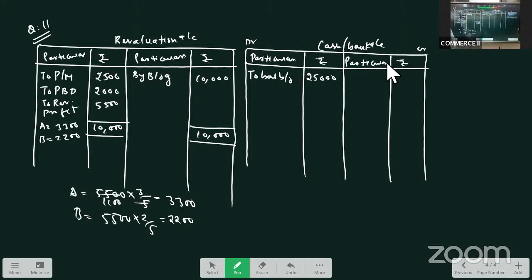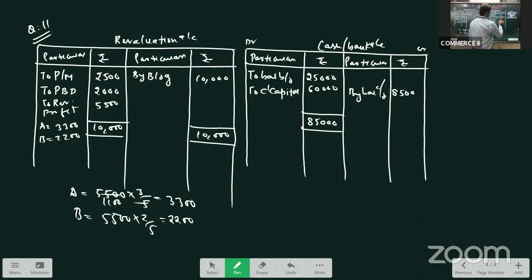Right? Then the new partner, C, introduces 60,000 as capital. So that will be taken to C's capital, 60,000. And he did not introduce goodwill in cash, whereas the goodwill of the firm is valued at 40,000. But the new partner did not introduce it in cash. So obviously it will not affect our cash balance or bank balance, so it will not be taken in the cash account. Now our bank balance is 85,000. To balance brought down 85,000. Okay.